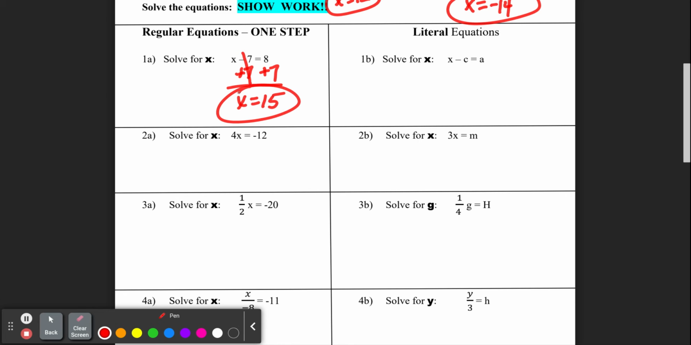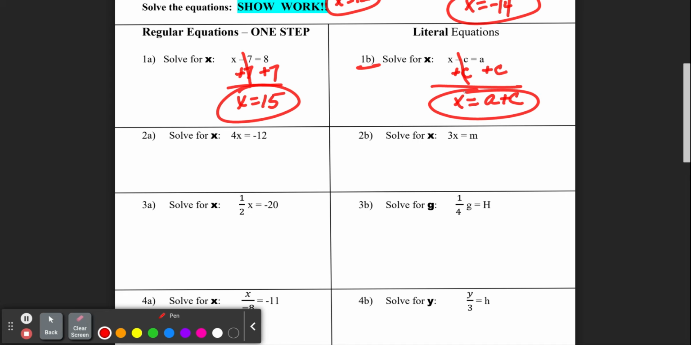Now then, over here on 1b, it says solve for x, where you're going to use the same process. If you want to solve for x, you have to get rid of the minus c. So the inverse of a minus c would be a plus c. Whatever you do to one side, you do to the other. So a minus c plus c cancel out, and x equals a plus c.